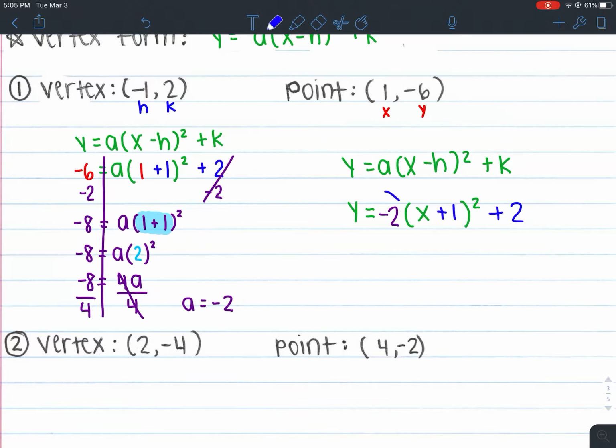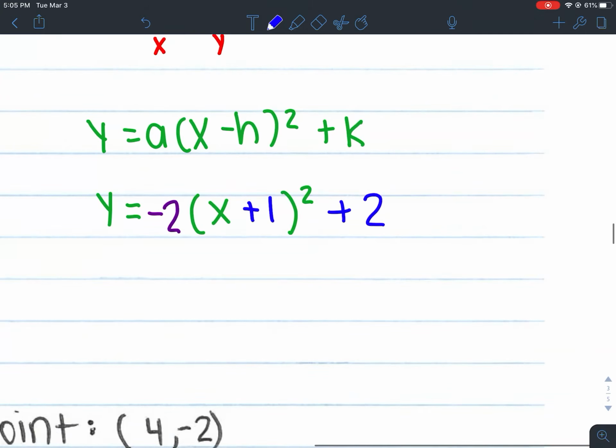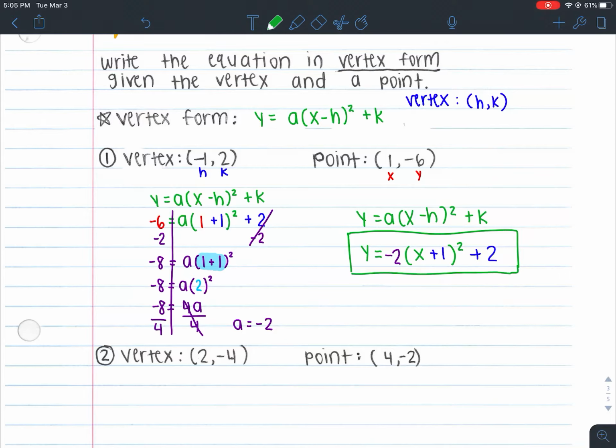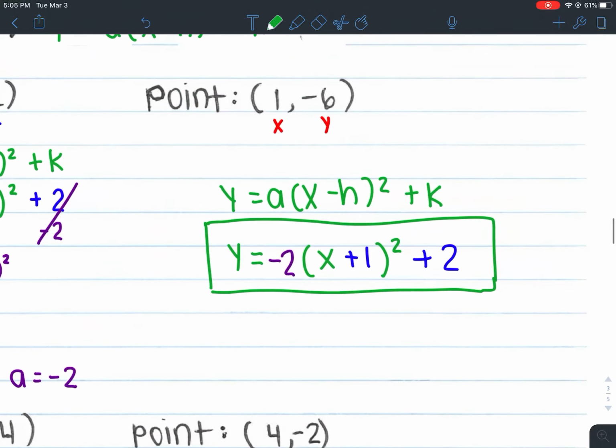Because they did not give me my a value, I had to go solve for it. So that's why we did all of this work, just to find a. And then once we found a, we plugged it in. So that is our answer. That is our vertex form. So let's double check to see if that goes through our points.